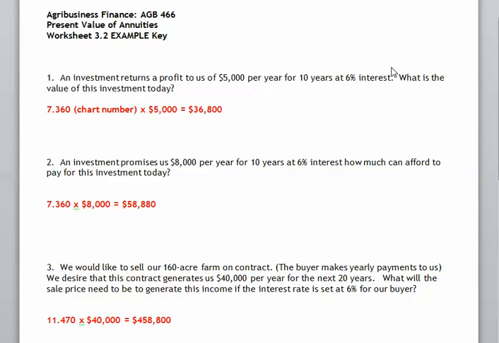Okay. What we're looking at here with an annuity, and in the next worksheet 3.3 we will also be looking at annuities in this form of a future value of annuity. But with an annuity, it refers to an annual payment. Annuity, annual. So in this example we're looking at problems in which we are paid a given amount every single year.